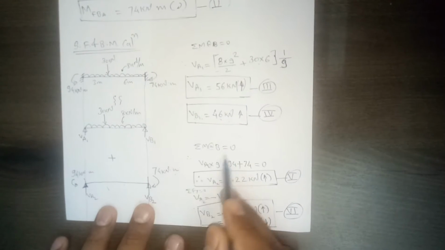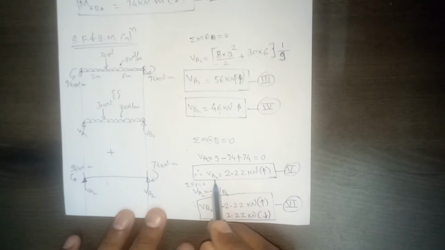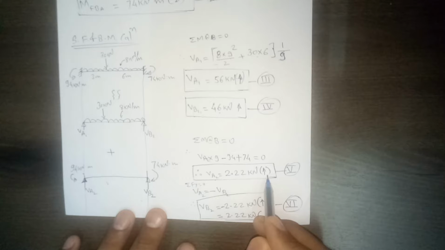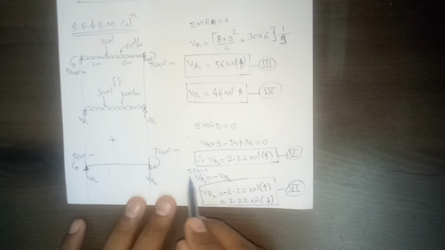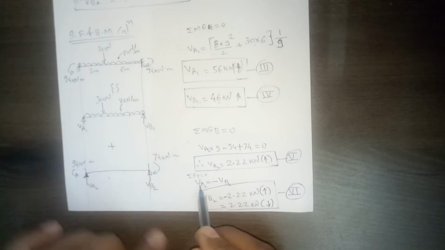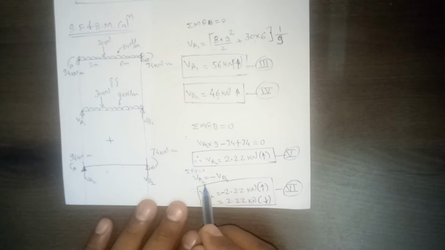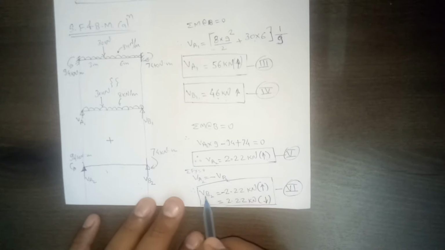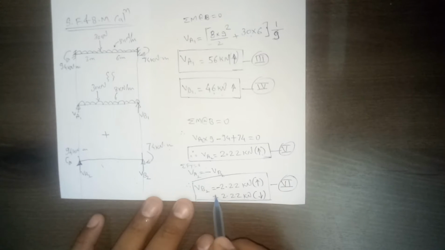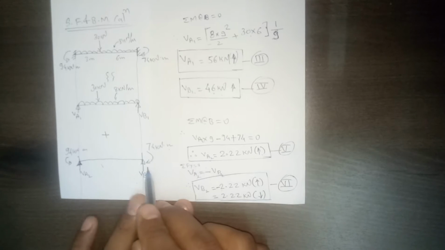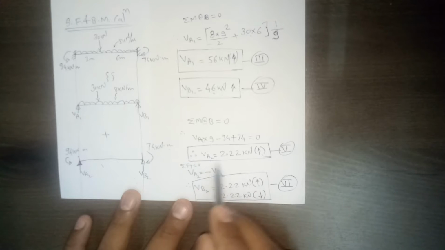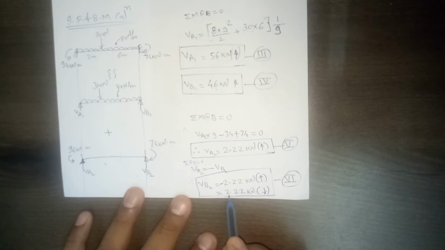So again you take moments about point B, and you will get VA2 equal to 2.22 kilonewton upward, since we get a positive answer. Then summation of Fy equal to 0: there is no vertical force, so VA2 must be equal to minus VB2, and from that VB2 should be equal to minus 2.22 kilonewton, because we have assumed upward and VA we already got as 2.22. Since we get a minus answer, the final answer would be 2.22 kilonewton downward, right?